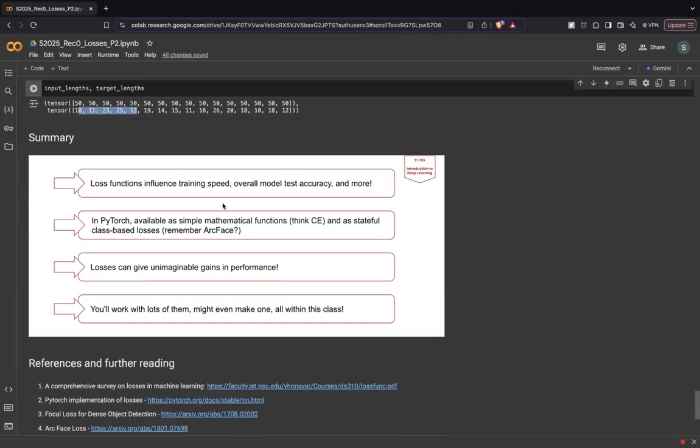But to summarize our recitation on losses, losses are very powerful and can influence a lot of factors about your model. They can be very simple mathematical formulas or be a stateful class-based loss like the ones we just looked at. Losses can give unimaginable gains in performance and should never be overlooked.